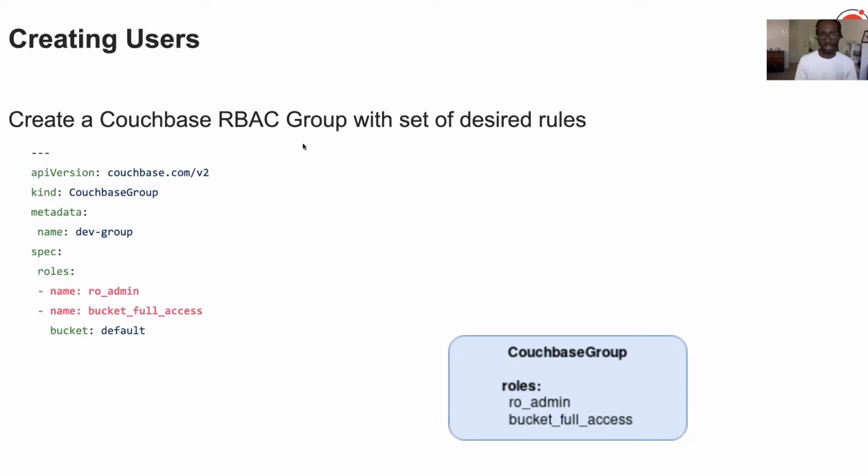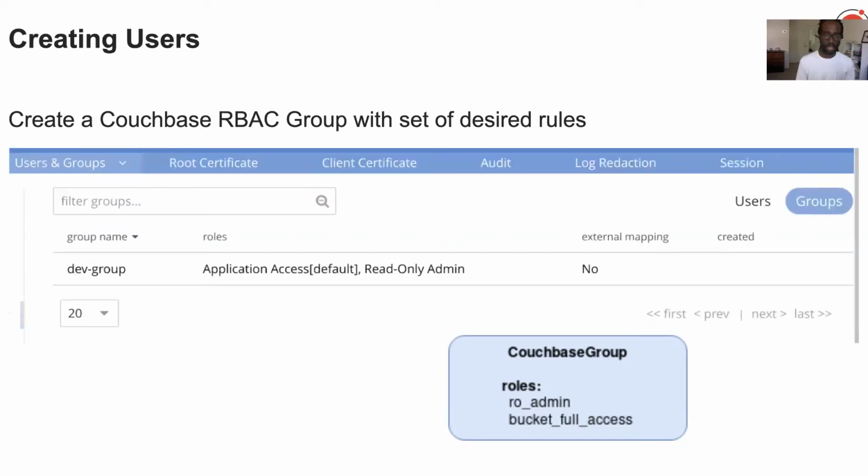So having the Couchbase group custom resource, once you do a kubectl create on this spec, it's a one-to-one mapping between the custom resource and Couchbase RBAC group. So if you do create here, what you'll get is a group that now exists in Couchbase with the roles that you specified. And we haven't yet added any users to this group. We simply created the group and it's set up for being used for authentication.